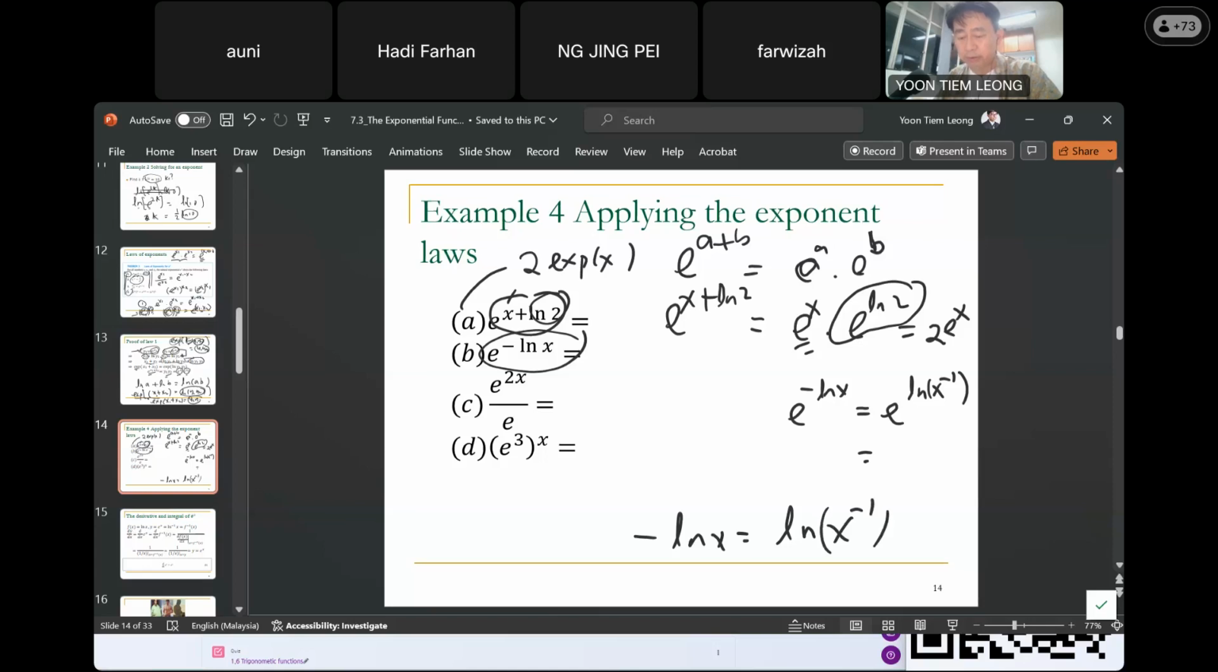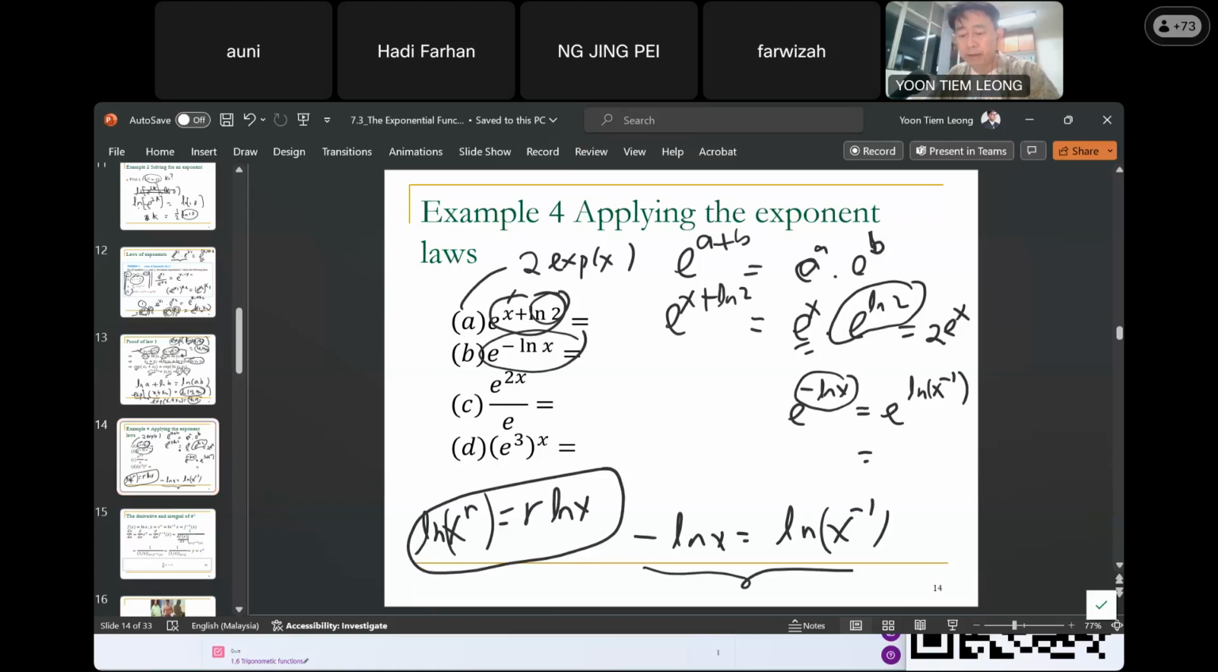So this is the law that we learned this morning, that if you have x raised to the power of r, you take the log of it, this is equal to r ln x. So this is the law that we learned for the logarithmic function this morning. So when you set r equals to minus 1, then you get this one. Okay. So I have then expressed minus ln x as ln of x raised to the power of minus 1. And then this is nothing but just equal to x to the power of minus 1.